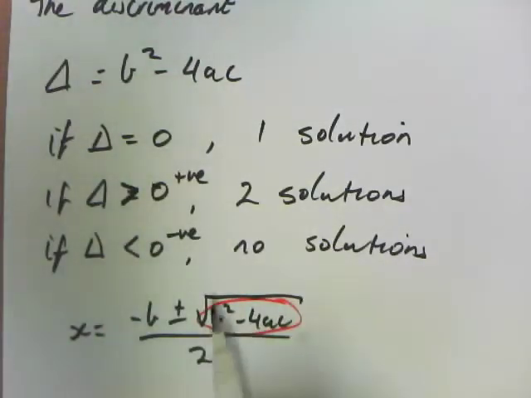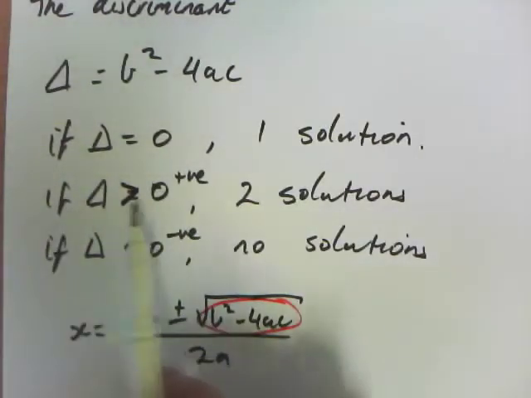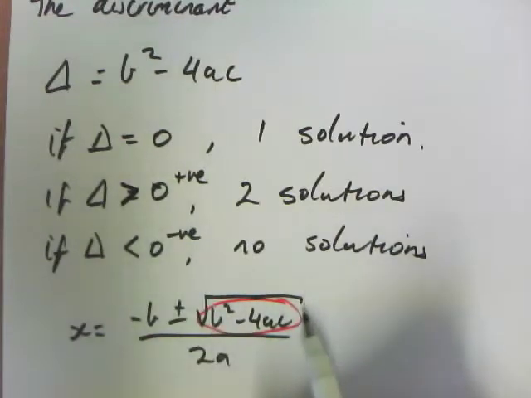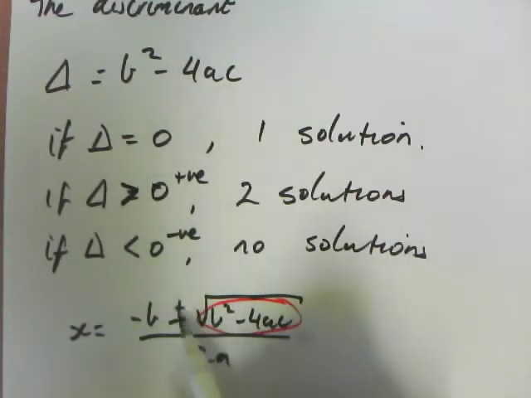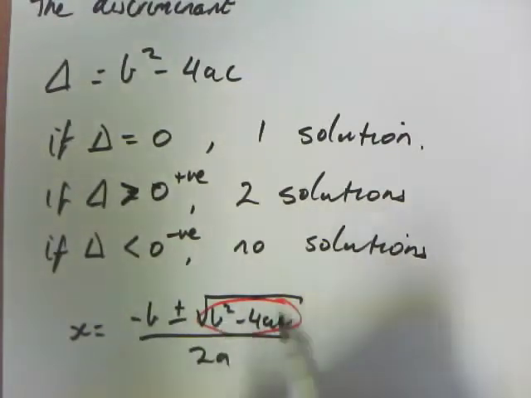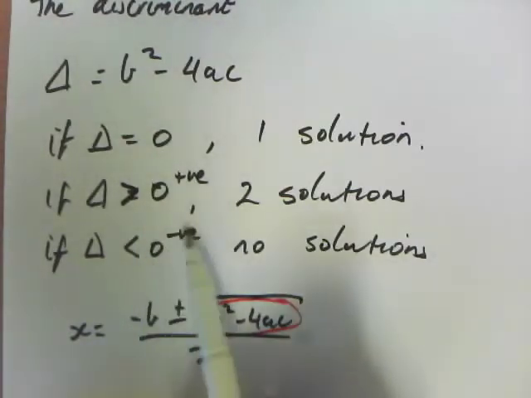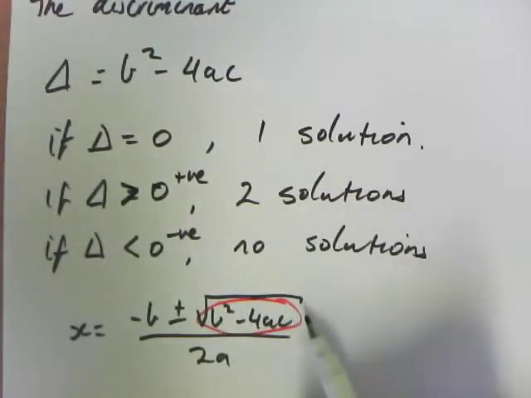If this is 0, the square root of 0 is 0. So you just end up with minus b plus or minus 0, so minus b over 2a, which is why there's only one solution. If it's positive, you square root a positive number, you're going to get a number out of it, and you'll be able to add and subtract that number from negative b, divided by 2a, and you'll end up with two numbers. So you'll have minus b plus whatever number, minus b minus whatever number, divided by 2a, and you'll have two solutions. However, if the discriminant is negative, you can't square root a negative number. So you can't actually solve it.